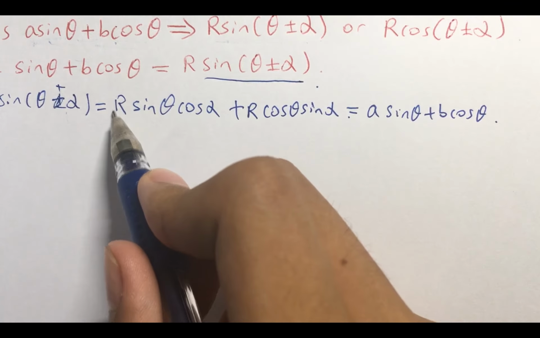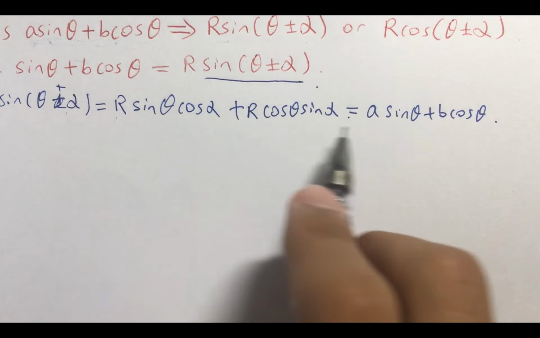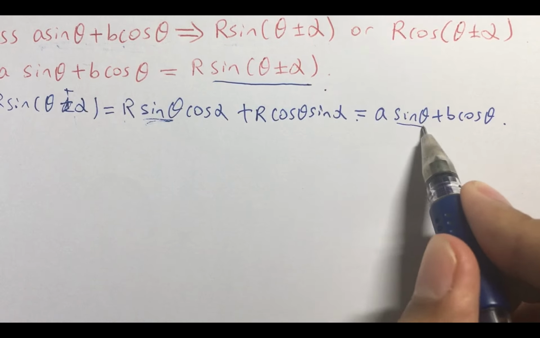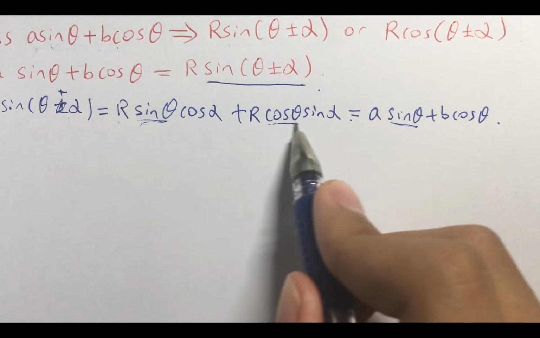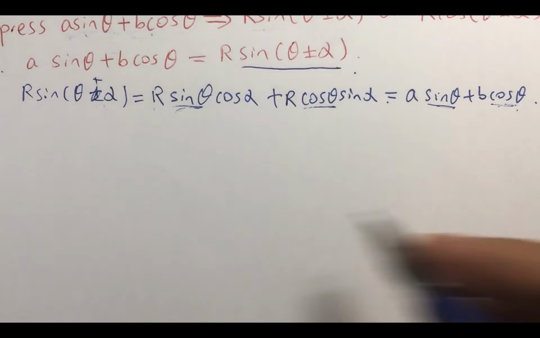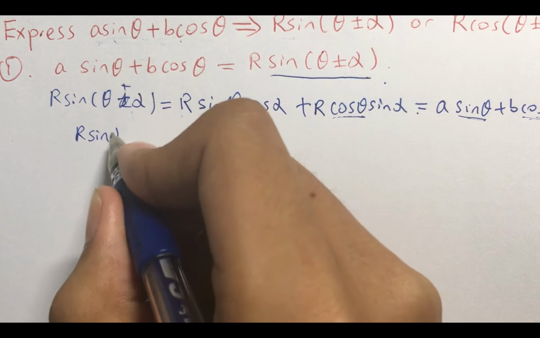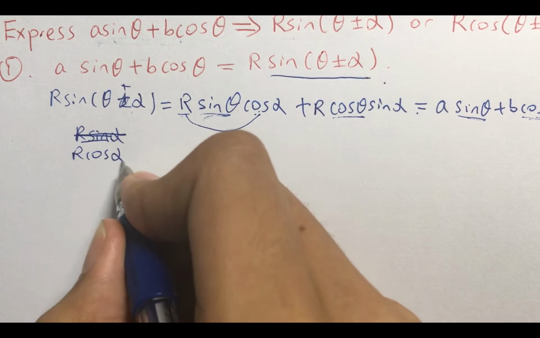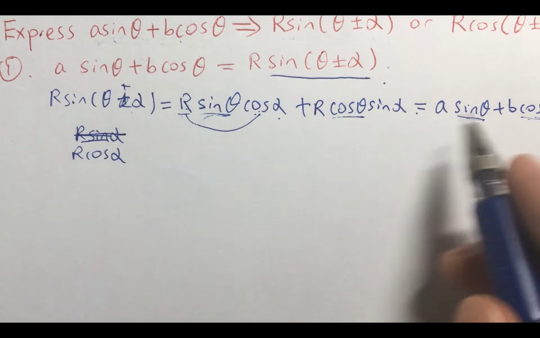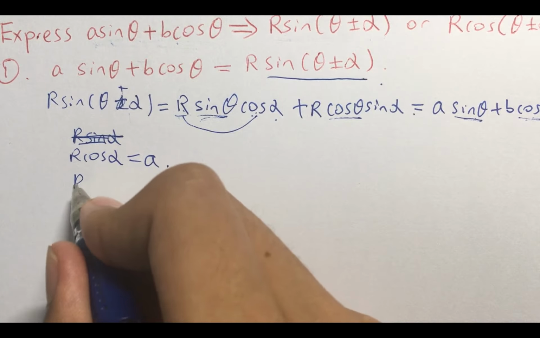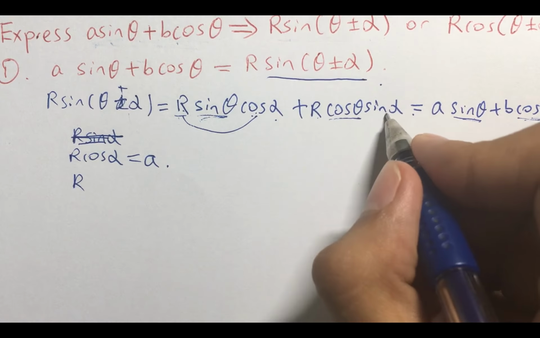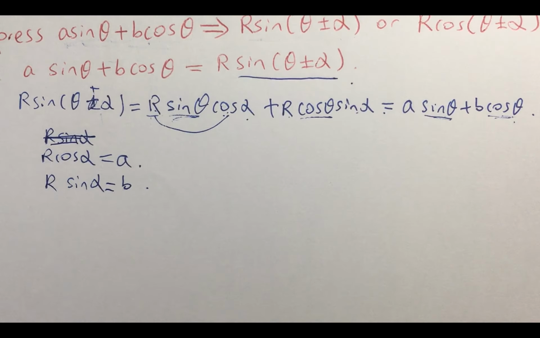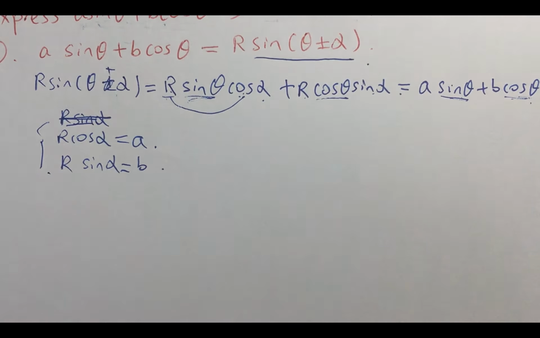If we want to find the value of r in terms of a and b, we can compare, because here we have a sine theta and here is a sine theta as well, and here is a cosine theta and here is a cosine theta as well. So we can say that r cosine alpha, which is the coefficient of sine theta, is equal to a, and r sine alpha is equal to b. So we get these two equations.